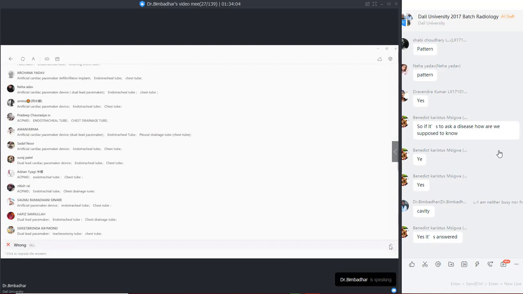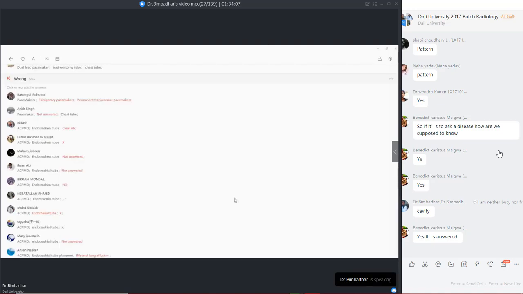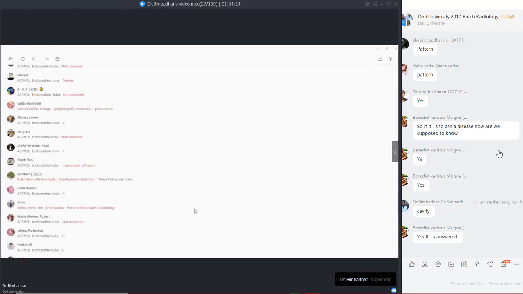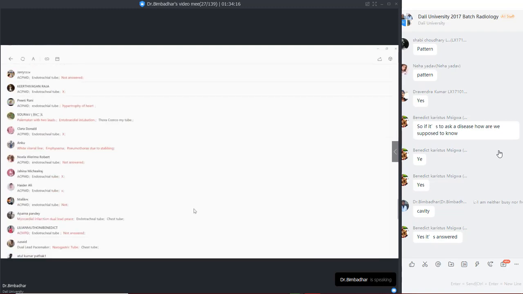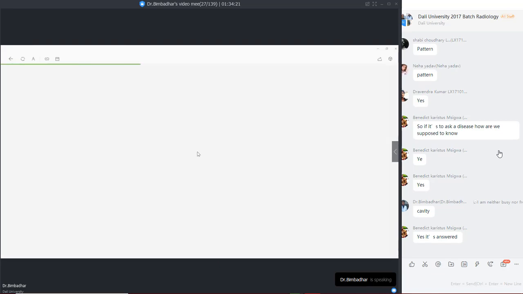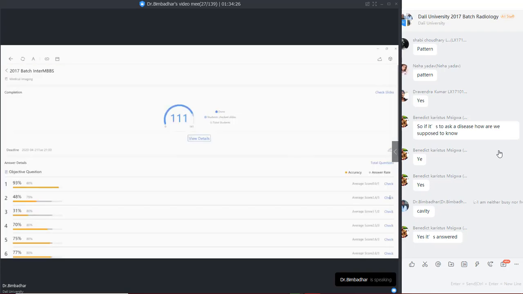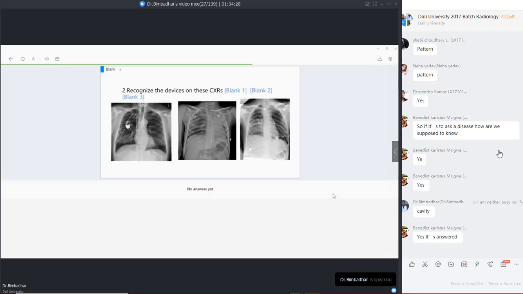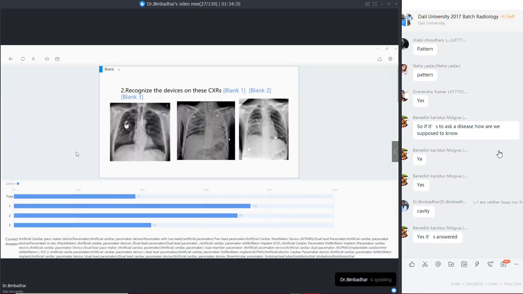Temporary pacemaker, permanent venous transverse pacemakers, and pacemaker with two leads. Whoever has written down the pacemaker with two leads, where did you guys get these answers from? Have you been looking on Google at what the types of pacemakers are, since you know this is a pacemaker? My question is that you just recognize the structure. This is an artificial cardiac pacemaker device.